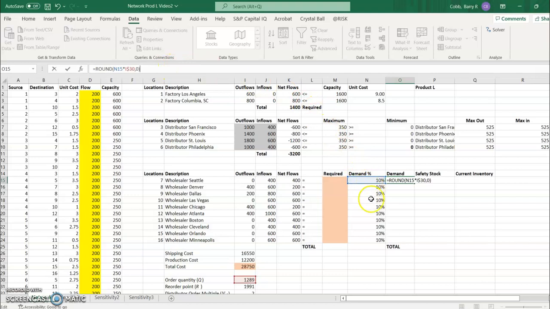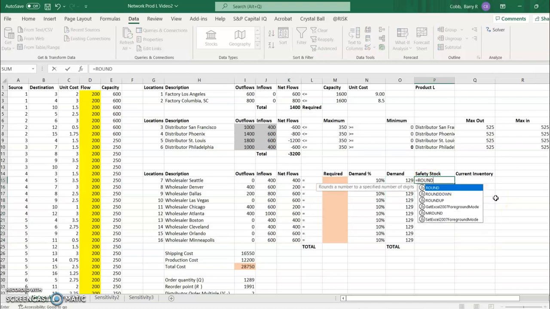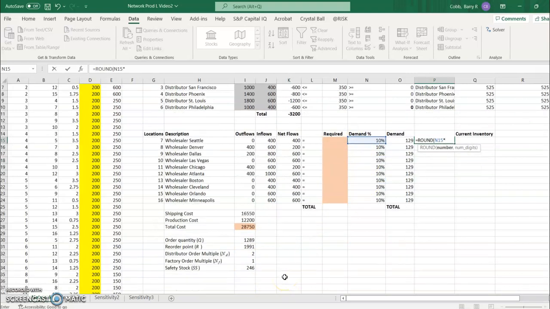And you'll run into other problems where these may not be exactly split equally. Now we can make the assumption that the safety stock would also be divided in the same proportion as the demand, unless we have reason to make some other assumption. And so the safety stock, we'll just multiply it by the 10% as well.